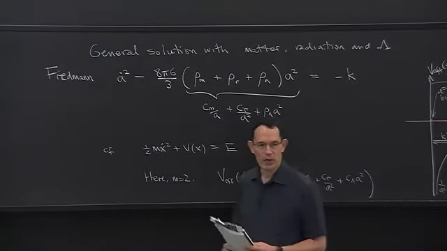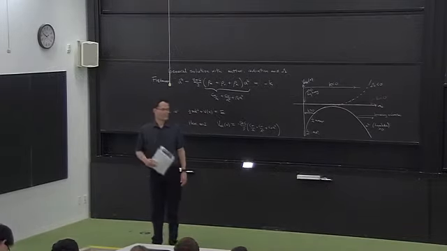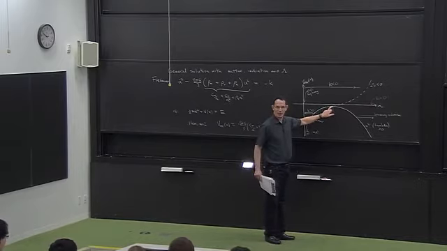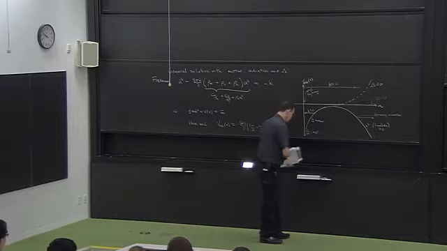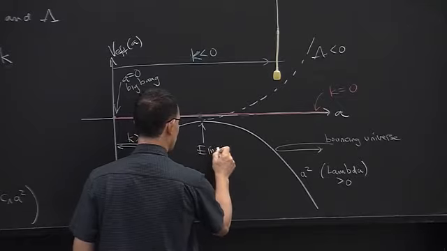And so tell me where Einstein's static universe is. It's here. Okay, so Einstein's first attempt to solve the equations of cosmology, he assumed the universe would be here, the Einstein static universe.